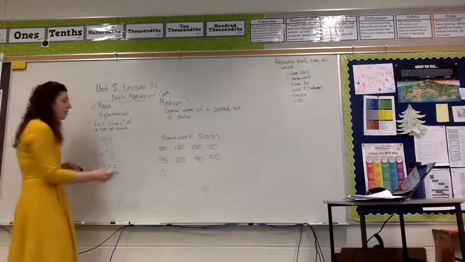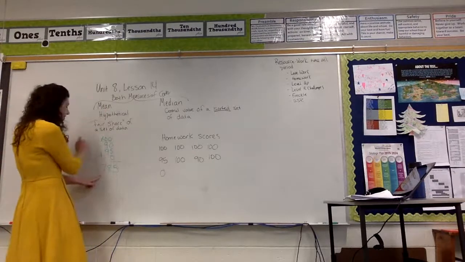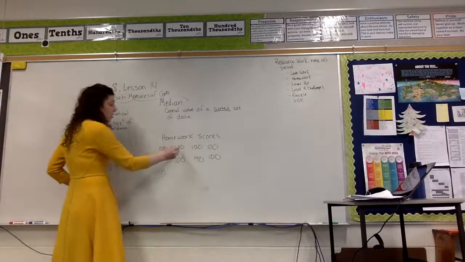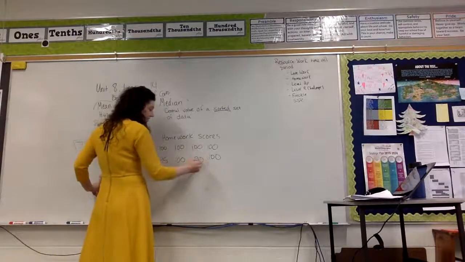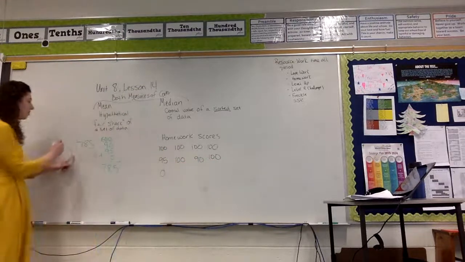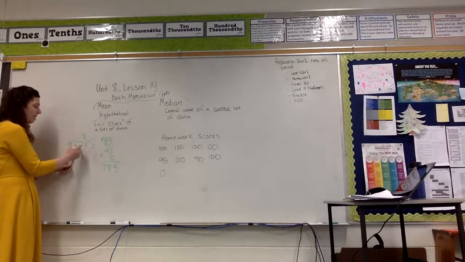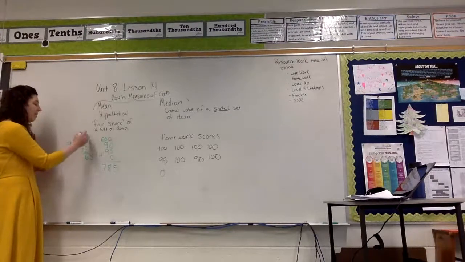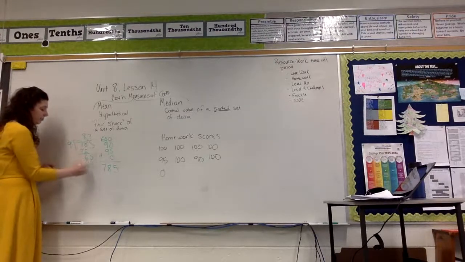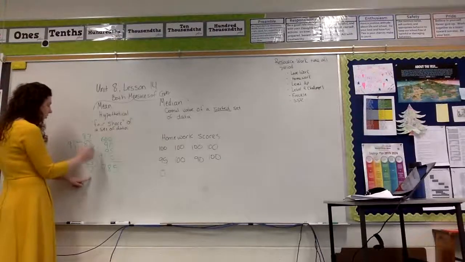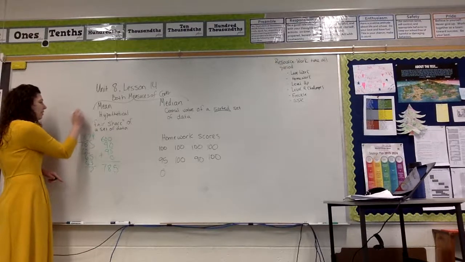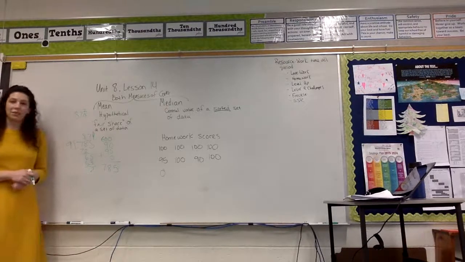That's my first step. Then I have to divide 785. I divide my sum by the total number of values I had. So I have 1, 2, 3, 4, 5, 6, 7, 8, 9 different values in that data set. So if I take my total number of points, and I didn't get the same score on all of those homework assignments, but if I had an equal share, it would be 87 and 2/9, right? So that's my mean. That is all of them equally distributed.